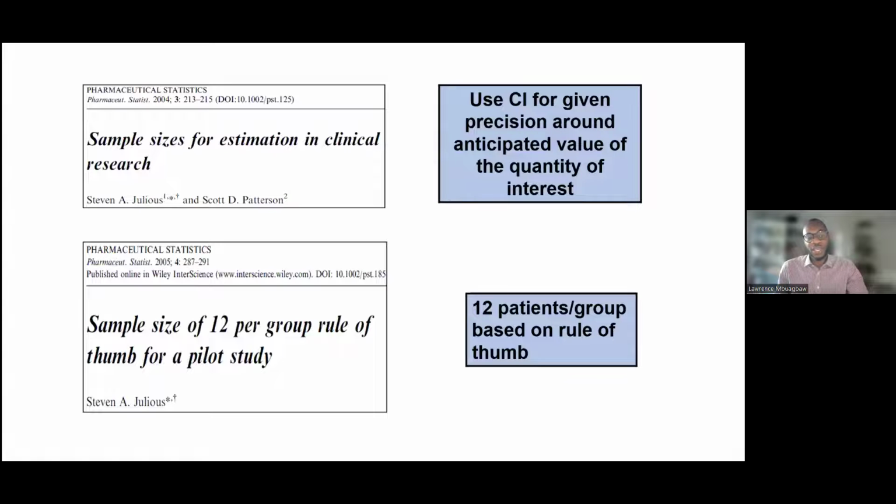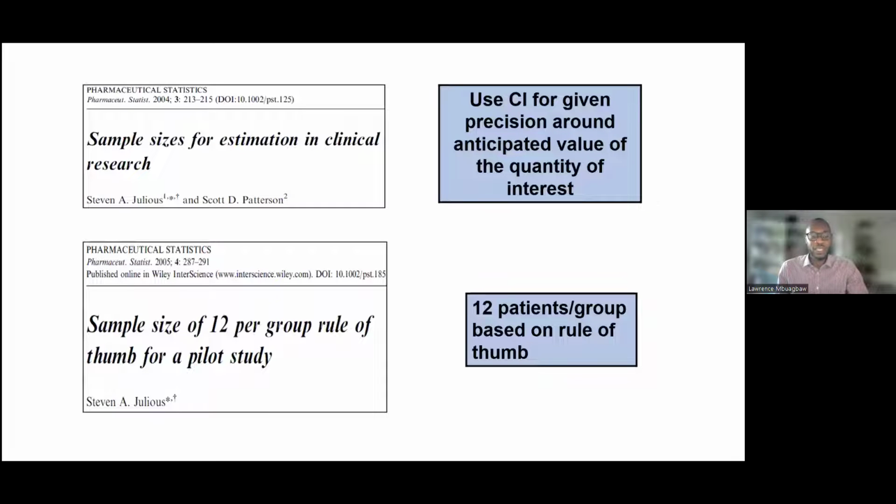Now, how would you justify the sample size for a pilot or feasibility study? Emphasis here on the word justification and not so much calculation, because you're not really doing a calculation, right? It's more of a justification, which can be done in several different ways. So the literature varies a lot on how this can be done.